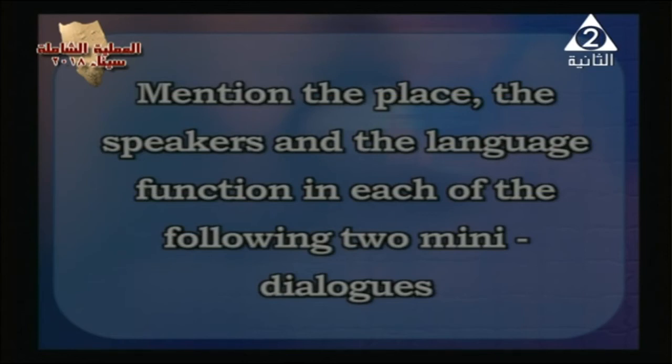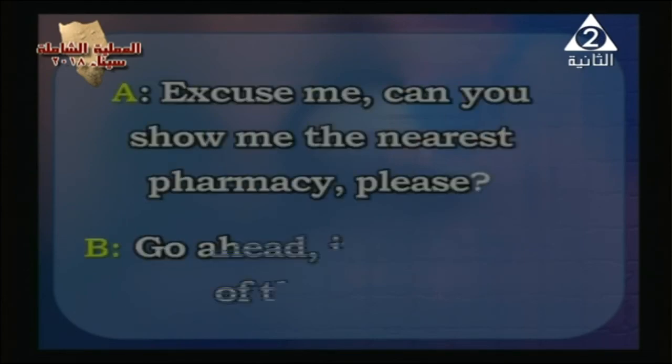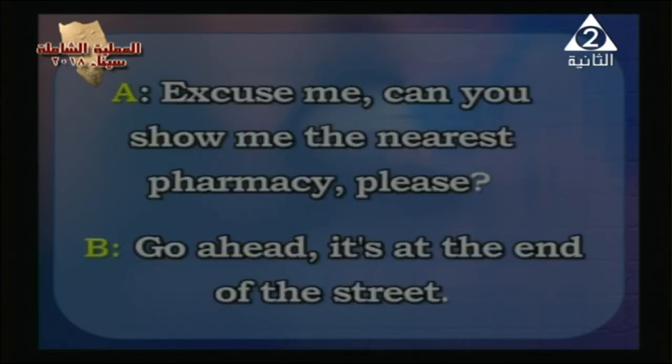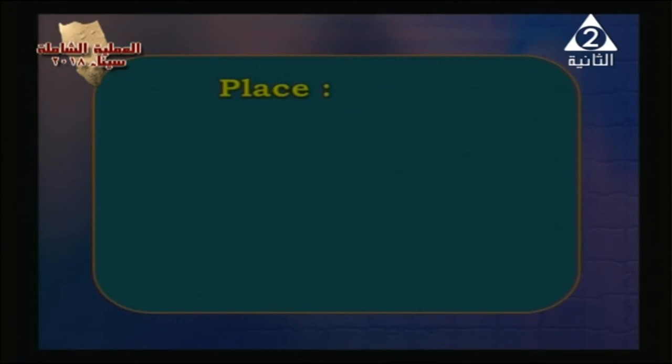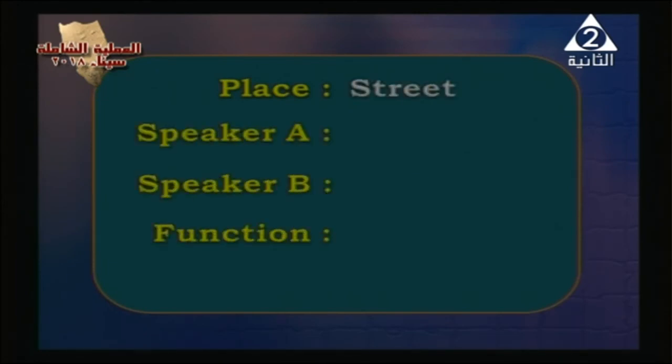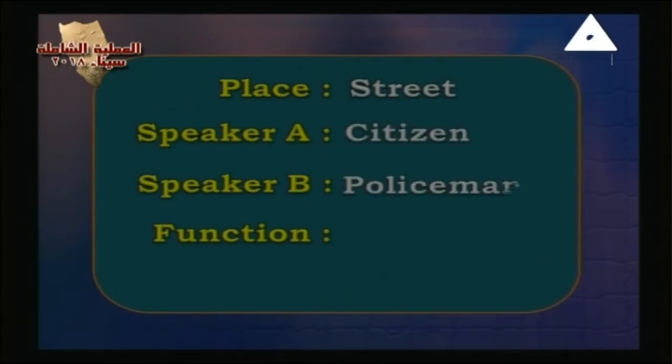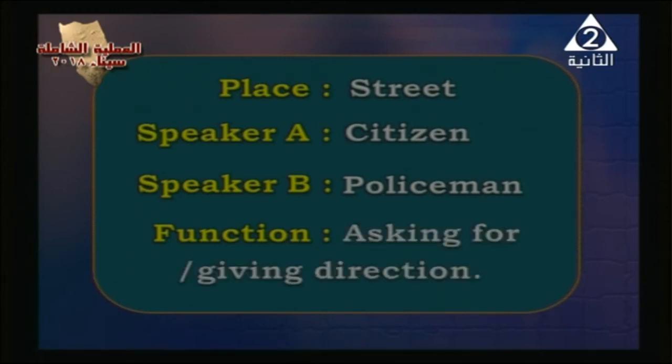Mention the place, the speakers, and the language function in each of the following 2 mini dialogues. Excuse me, can you show me the nearest pharmacy, please? Go ahead, it's at the end of the street. The place is the street. Speaker A, citizen. Speaker B, policeman. And the function is asking for or giving directions.